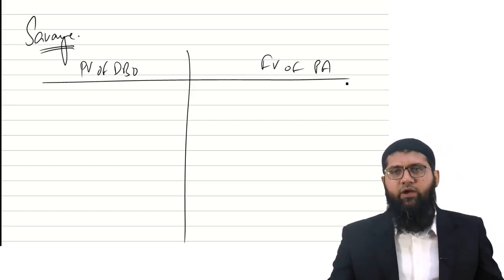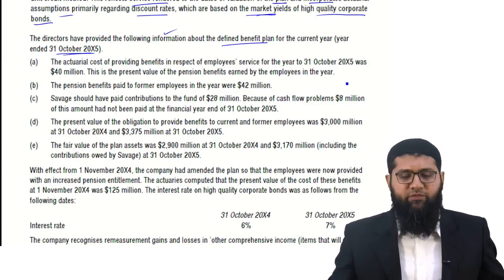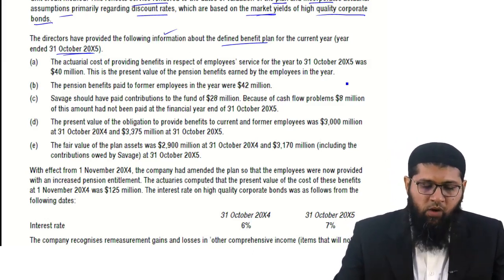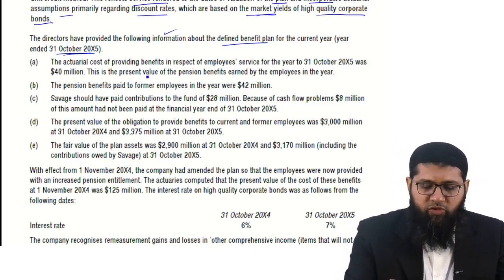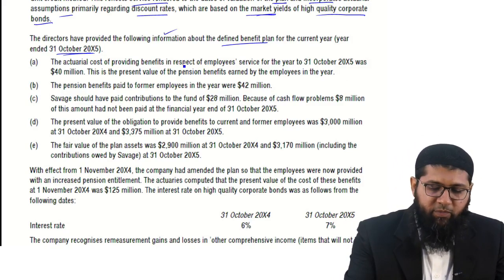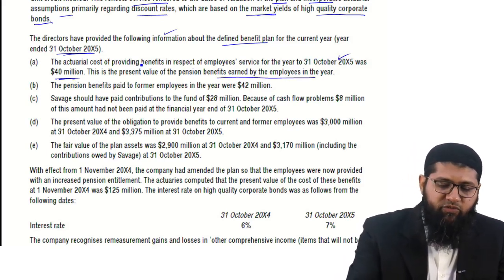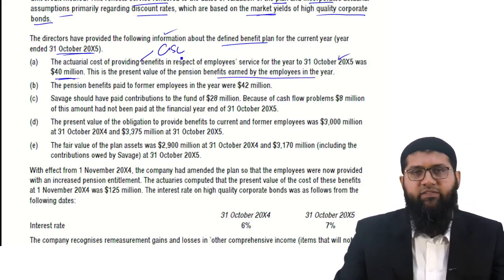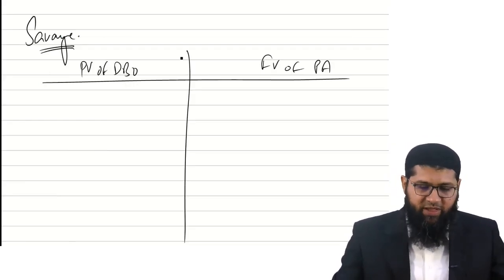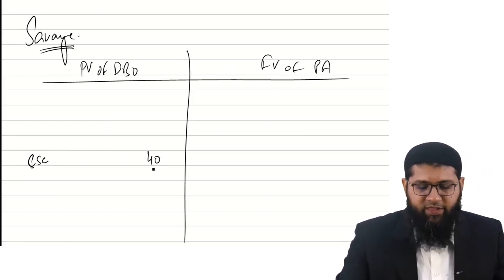So what are we going to do? We are going to say present value of defined benefit obligation and the fair value of plan asset. It says actuarial cost of providing benefits in respect of employee services for the year was 40 million. This is the present value of the benefits earned, so this is actually the current service cost. The current service cost is 40 million.